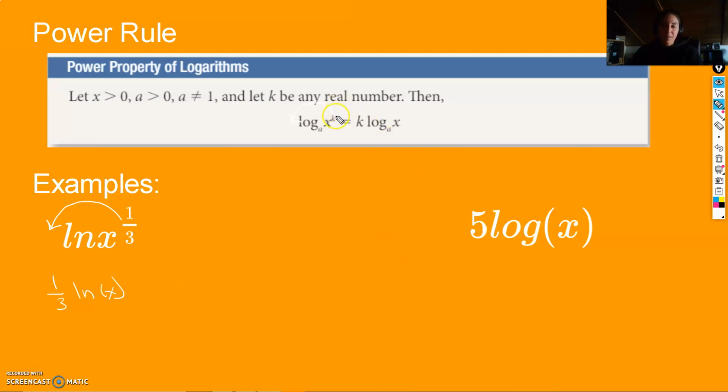So the opposite, so instead of going left to right, now let's go right to left. If you have a coefficient down here in front of the log, we can also, according to this rule, put it up as an exponent. So this would be log of x to the 5th power. So it goes both ways. You can either take the exponent and drop it in front, or you can take the coefficient and put it up to an exponent. So power property of logs says we can move the exponent around.